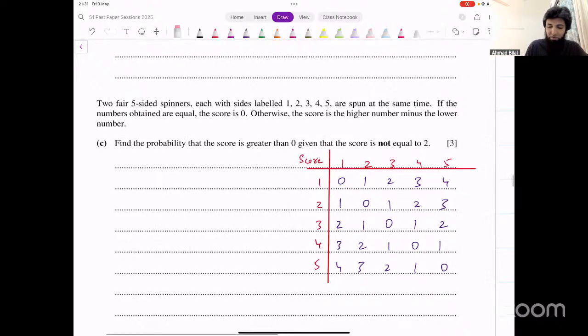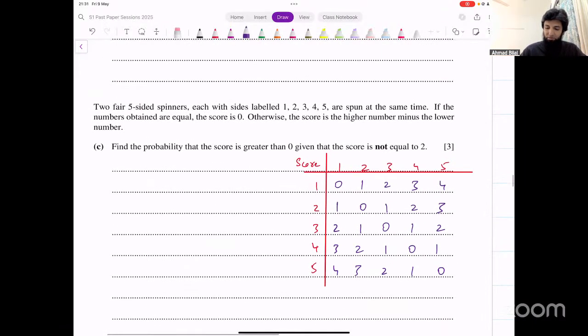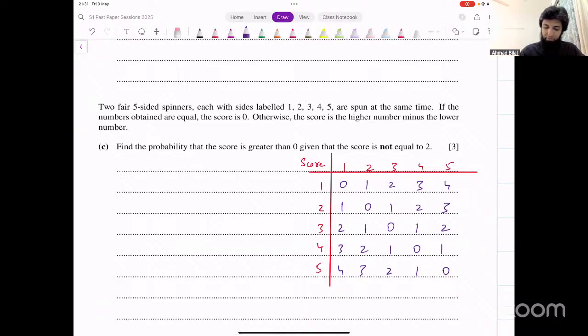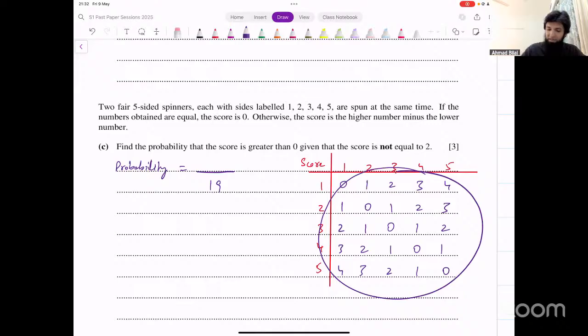Find the probability that the score is greater than 0, given that the score is not equal to 2. Okay, so what's that probability going to be? In the denominator, you have the event that is given. What is given? Score is not equal to 2. How many outcomes are there in which the score is not equal to 2? So we've got 25 total outcomes. 6 of them are 2s. How many of them are not 2s? 25 minus 6, that's 19. 19 outcomes are those that are not 2s.